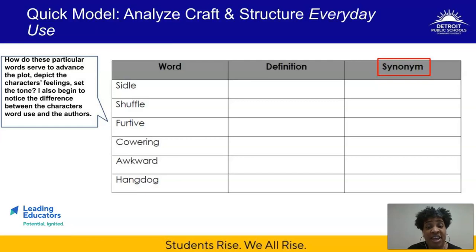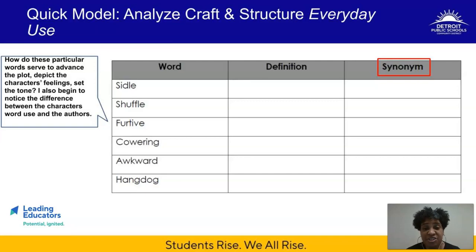The thing that you're going to have to do on your own, though, is come up with a synonym or a word that is similar to the original word and has the same definition and meaning. This is just going to help clarify your understanding of the word and even notice a different word that the author could have chosen but did not. And you want to think through, how do these particular words serve to advance the plot, depict the character's feelings, and set the tone for the overall story?